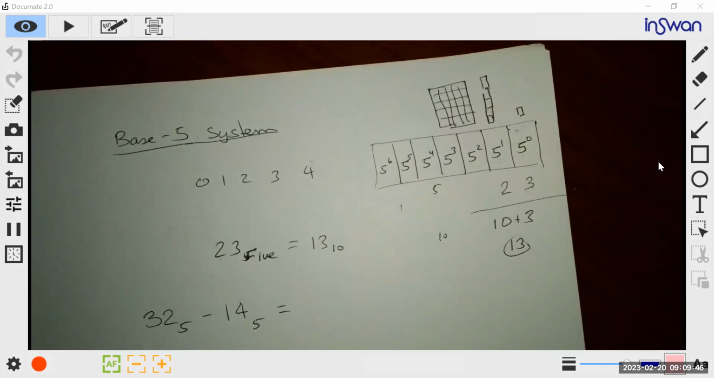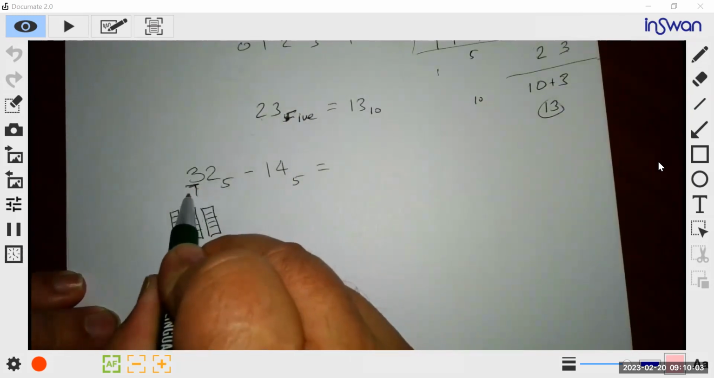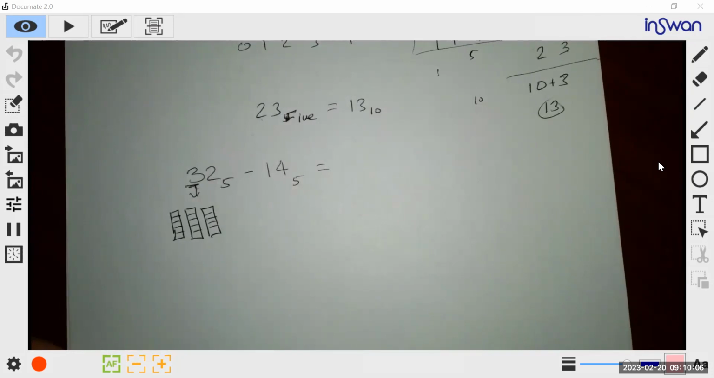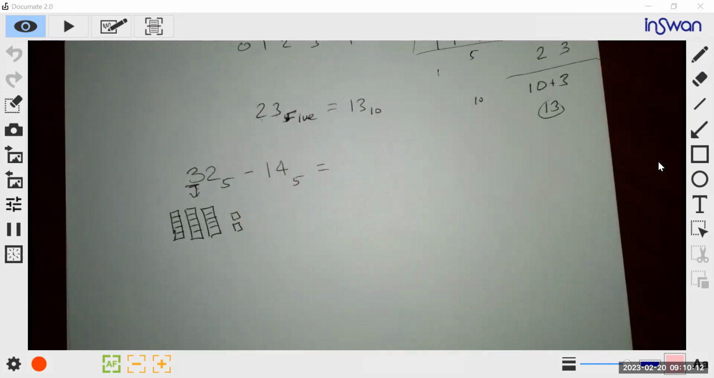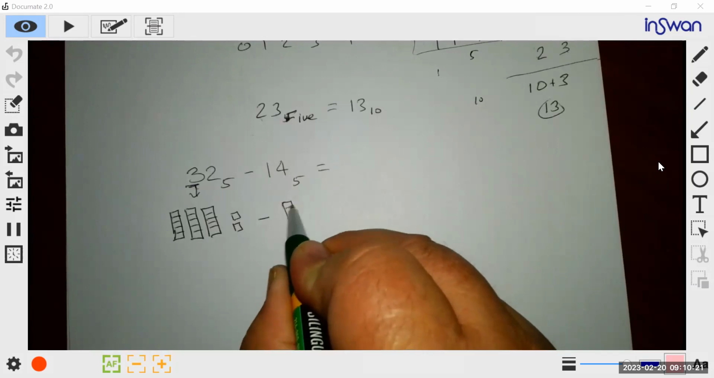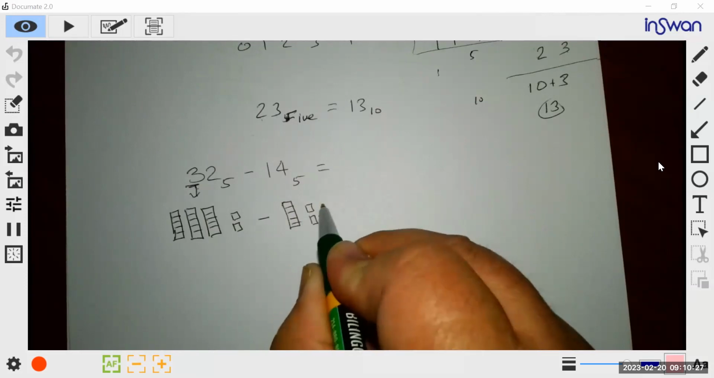So what do we have here? We have 3 bars of 5. That's the 3 base 5. I have 3 bars and 2 singles. What would go to the next one? 1 bar and 4 singles. And then 4 singles. Very good.